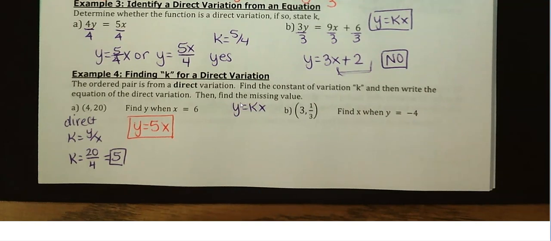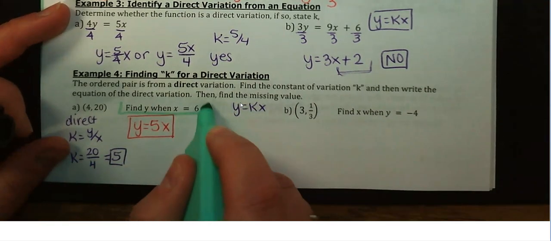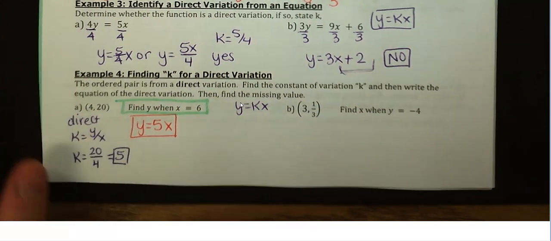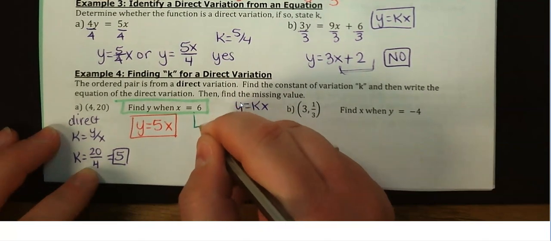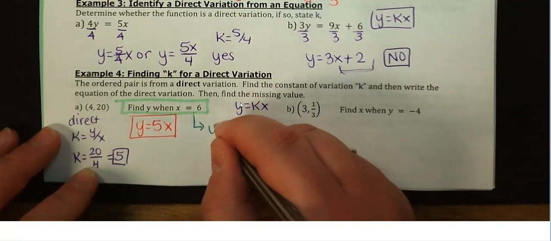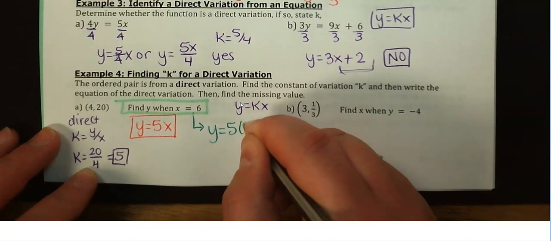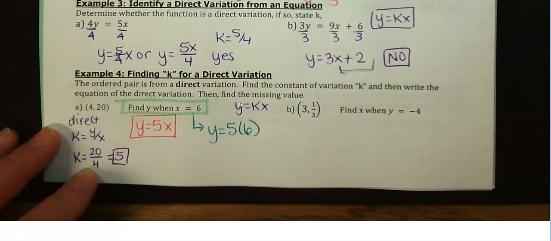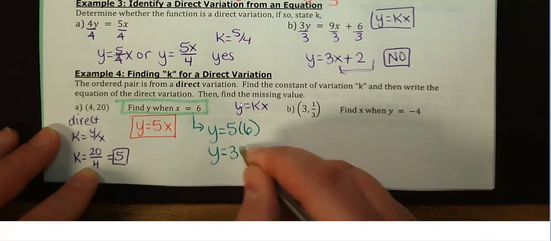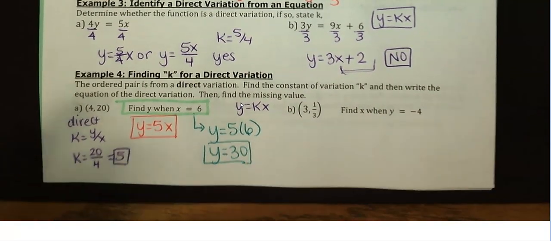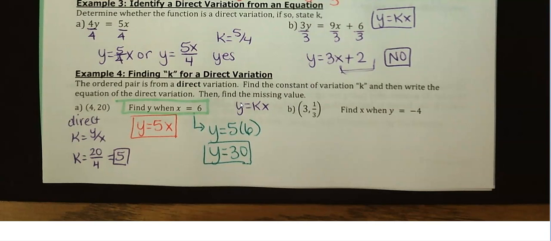Then they're going to ask you the secondary question. So this one says, find y when x is 6. Now, all you have to do for that is just use your equation. So if y is equal to 5 times x, and they want us to plug in 6 for x, find y when x is 6, you literally just do 5 times 6. y is 30. It's kind of two parts to the answer. So the y value when x is 6 is going to be 30. And that's all you have to do.